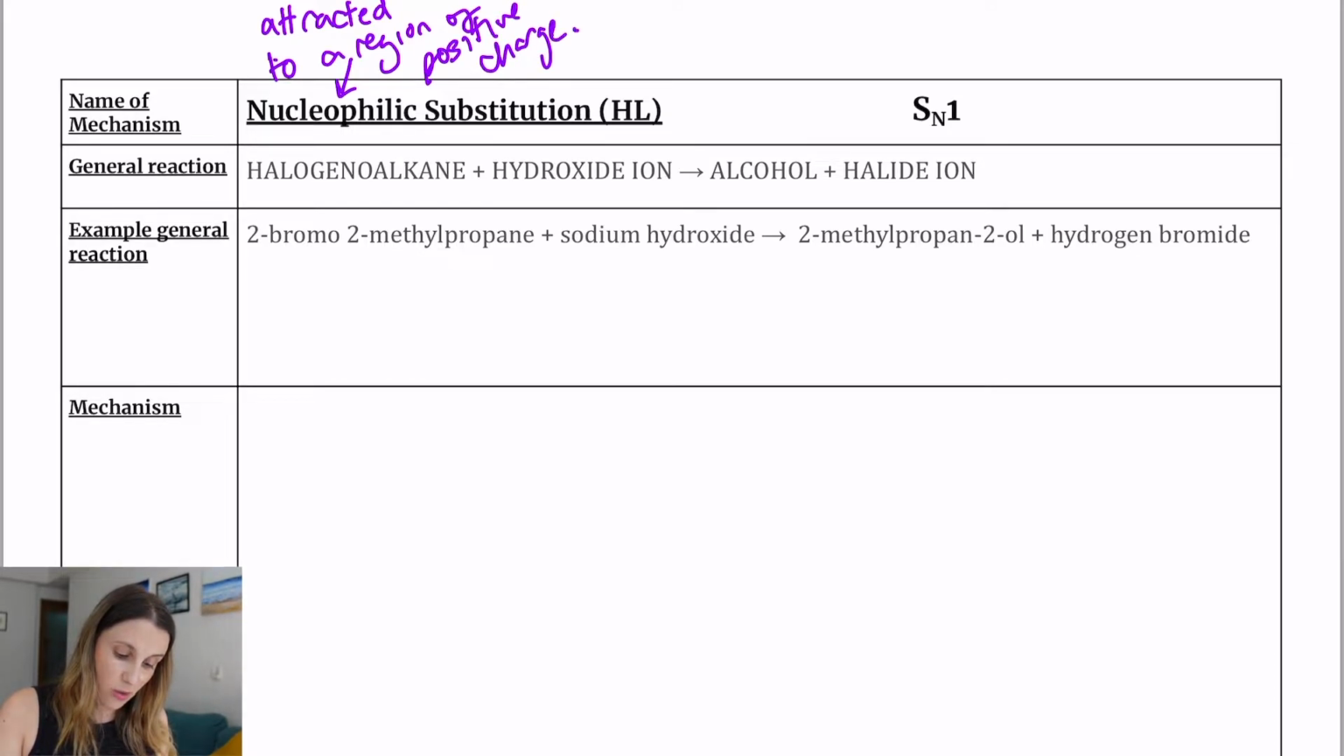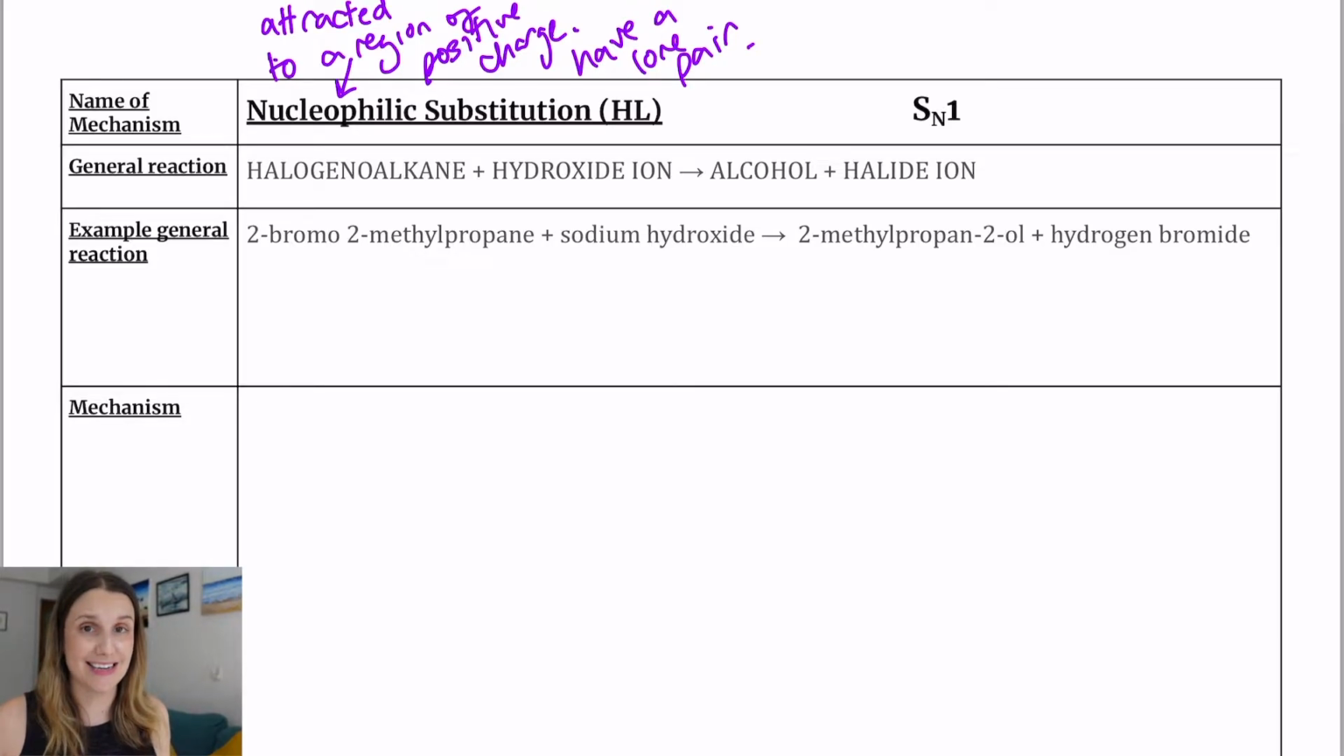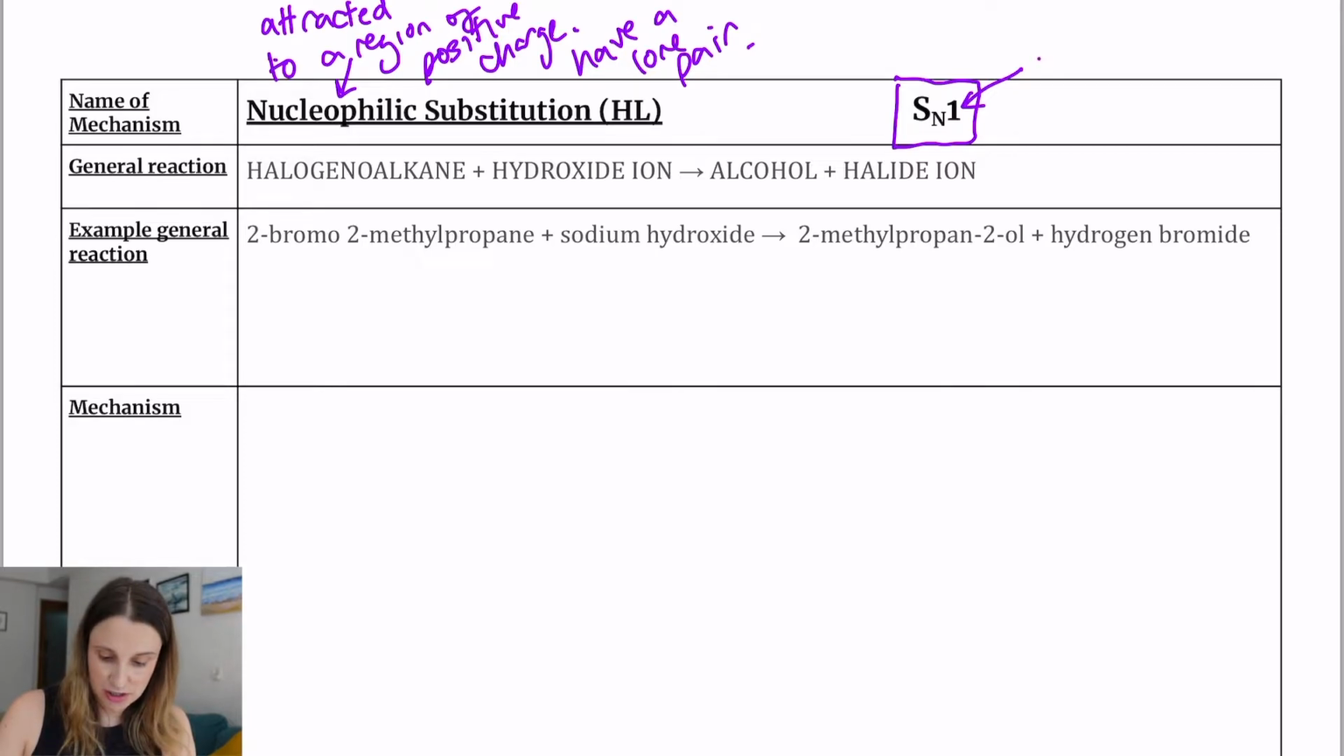And we can say that 9 times out of 10, it also will have a lone pair. So if something has a lone pair, it could probably be capable of acting as a nucleophile. Substitution we defined in the last section, so we're all good. And the first mechanism that we're going to look into is the SN1 mechanism. Now the S just stands for substitution, the N stands for nucleophilic, the 1 is what makes it a bit special, and that's that it is unimolecular.